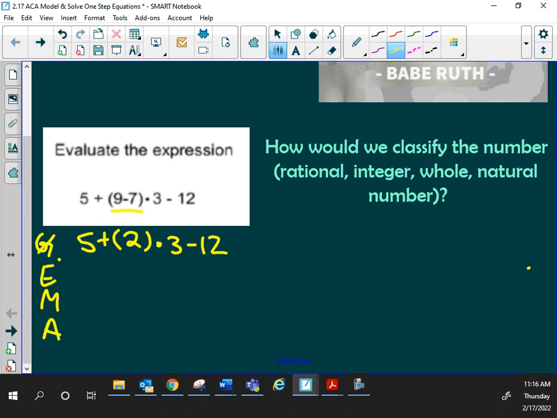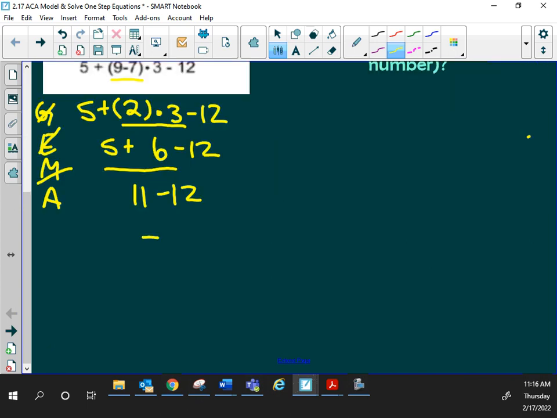Next is exponents. Do I have any? No. M stands for multiplication or division, in this case multiplication. 2 times 3 gives me 6 plus 5 minus 12. Okay. Addition and subtraction. I have both of them. The rule is left to right. So 5 plus 6 is 11 minus 12 is negative 1. Negative 1.